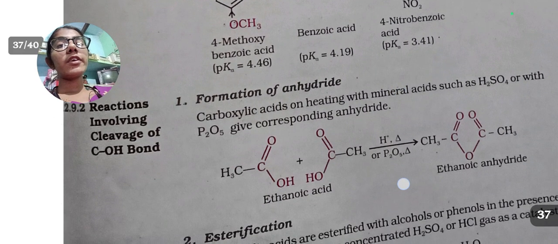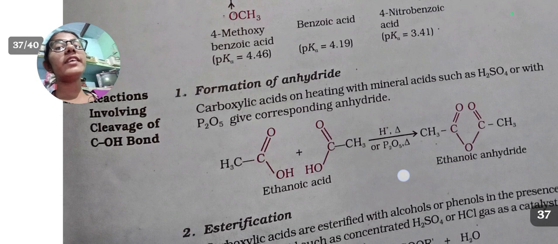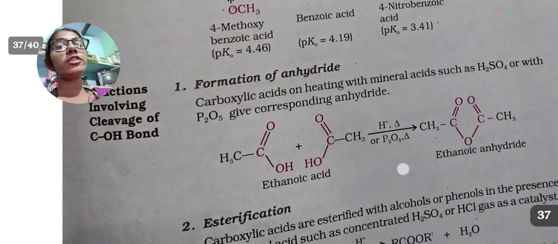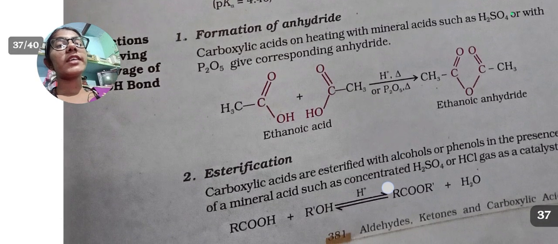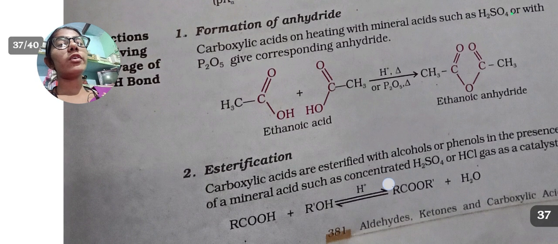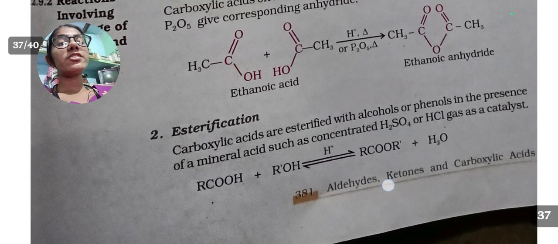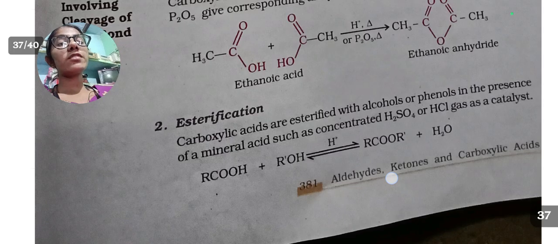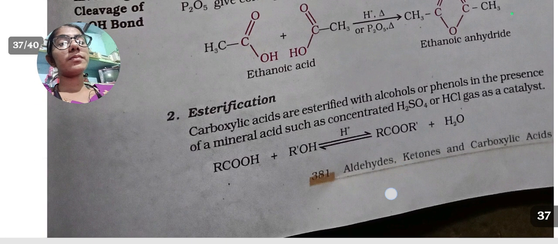Reactions involving cleavage of the O-H bond. First is the formation of anhydride. Carboxylic acids on heating with a mineral acid such as H2SO4 or with P2O5 give the corresponding anhydride. Ethanoic acid then forms ethanoic anhydride. Second is esterification. Carboxylic acids are esterified with alcohols or phenols in the presence of a mineral acid such as concentrated H2SO4 or HCl gas as a catalyst.